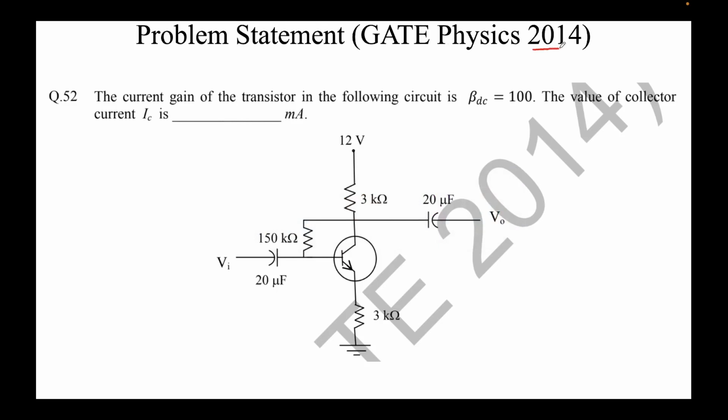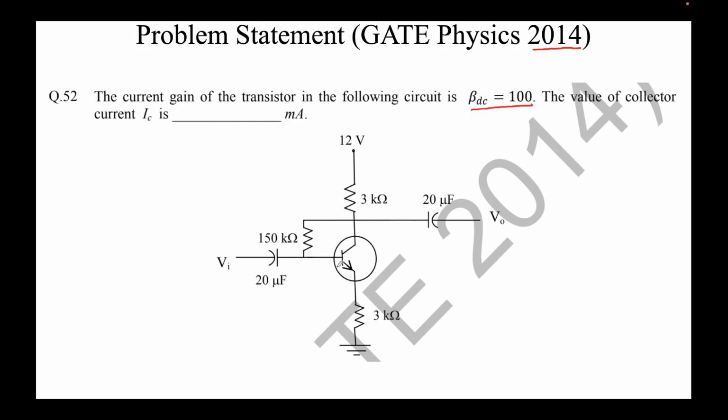The problem statement from GATE Physics 2014 reads as follows. The current gain of the transistor in the following circuit is beta DC equal to 100. The value of collector current IC is dash milliamps.